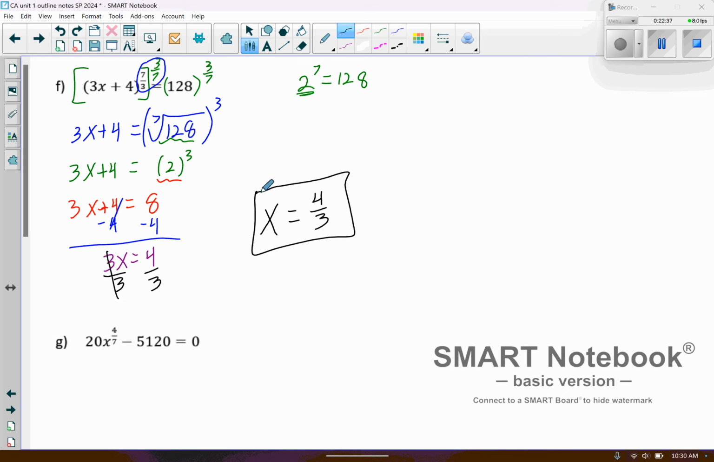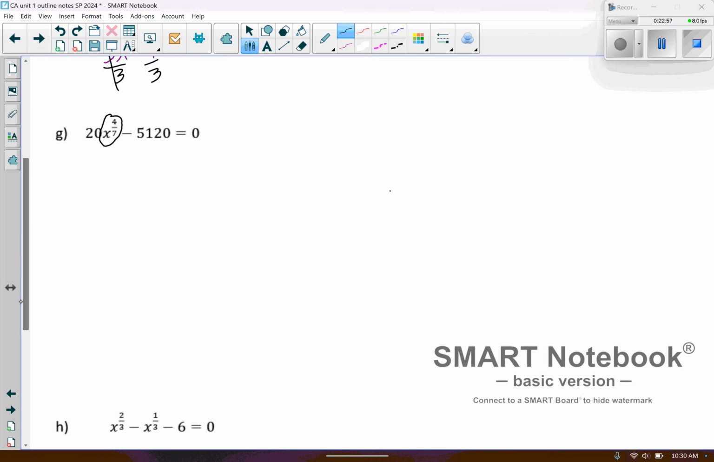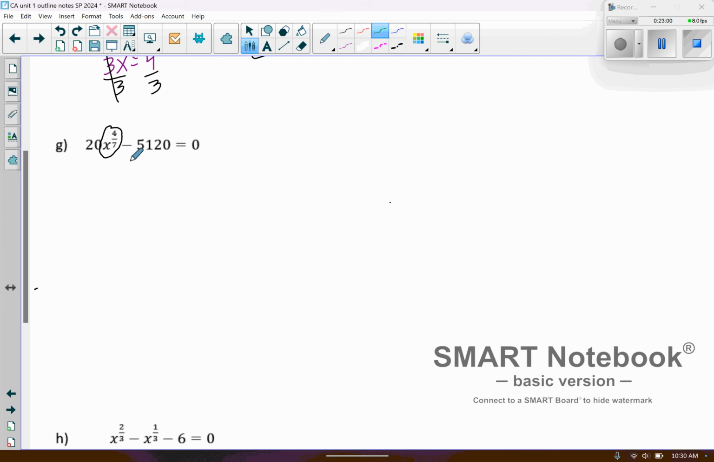Now, what's going to be different about this next example is we have to isolate the base that's being raised to the power. So that 20 and that 5,120 are not part of what's being raised to the power of 4 over 7. So we first need to deal with those two numbers. So what we're going to do here is I'm going to start by adding 5,120 to both sides. And then we're going to divide both sides by 20.